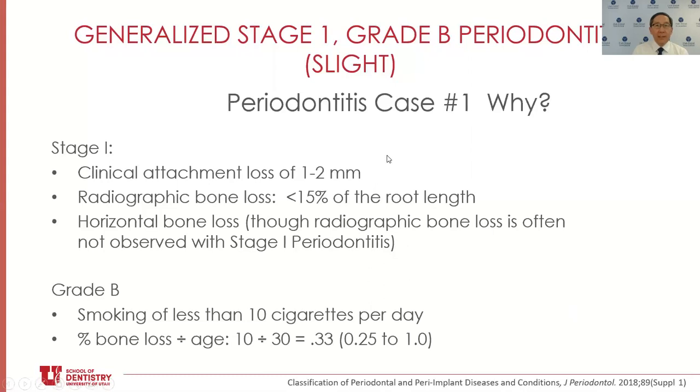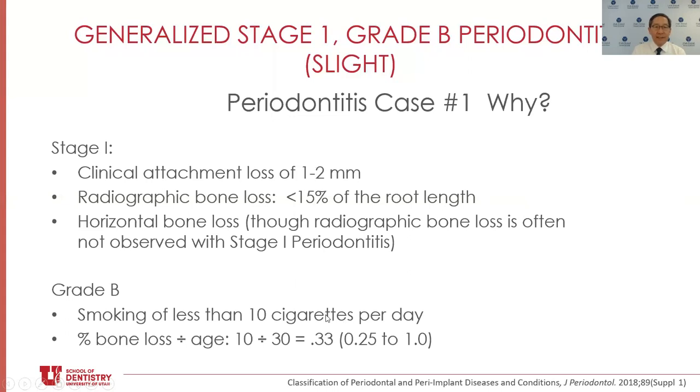So this patient that I just presented, why are they a stage 1 grade B? For stage 1, their attachment loss falls in the 1 to 2 millimeter category. The patient is just beginning to lose a little attachment. It's the so-called apical migration of the periodontal attachment. There's slight bone loss noted on the radiograph, 15%, and it's horizontal bone loss. I want to caution that stage 1 periodontitis may not always be observed on the radiograph, and that's why it's so important to depend on your clinical parameters in stage 1.